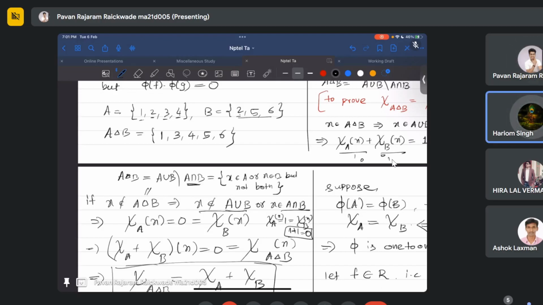Where you write x does not belong to the symmetric difference, this implies x does not belong to A union B, or x belongs to A intersection B. Then at the right hand side, in two cases, either one of which holds. You can ask in Hindi also if you have some doubt. Sir, in the right hand side, where it is written x belongs to A union B and x belongs to A intersection B, only one of them can be true, right?